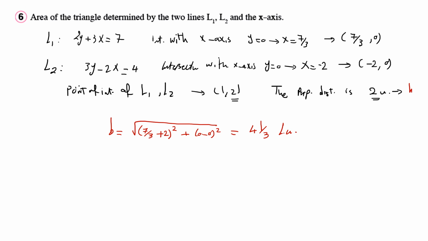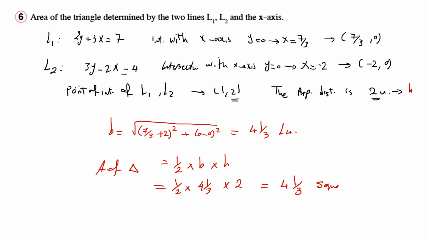So the area of the triangle will equal half times the length of the base times the height. So it will equal half times the length of the base, which is 4 and 1 over 3, times the length of the height, which is 2. So it will equal 4 and 1 over 3 square units.